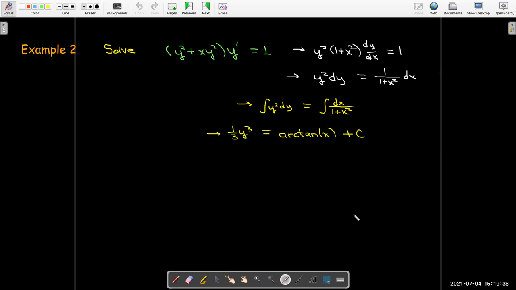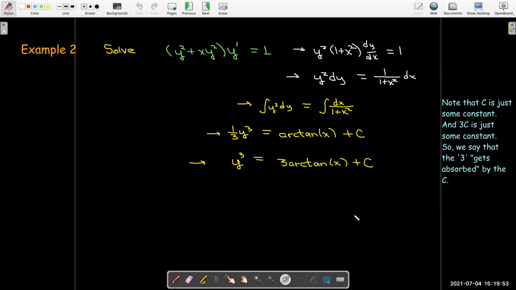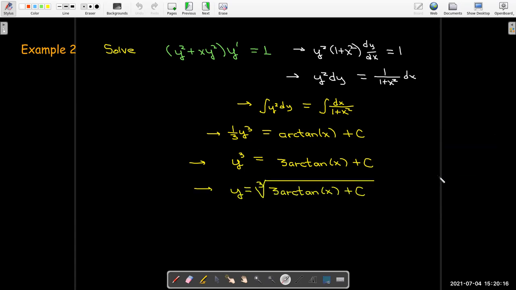On the left-hand side, I just use the power rule. And on the right-hand side, I get an arctangent function, plus a single constant of integration. So let me clear out the fractions here. And you can see that I just wrote C again. Well, technically it should have been 3C, right? Because I multiplied everything by 3, but 3C is just some constant. And so we informally say that the 3 gets absorbed into that C, and it just remains some constant. And then I go ahead and solve for y. And again, the C is under the cube root sign, and it just has to stay there.